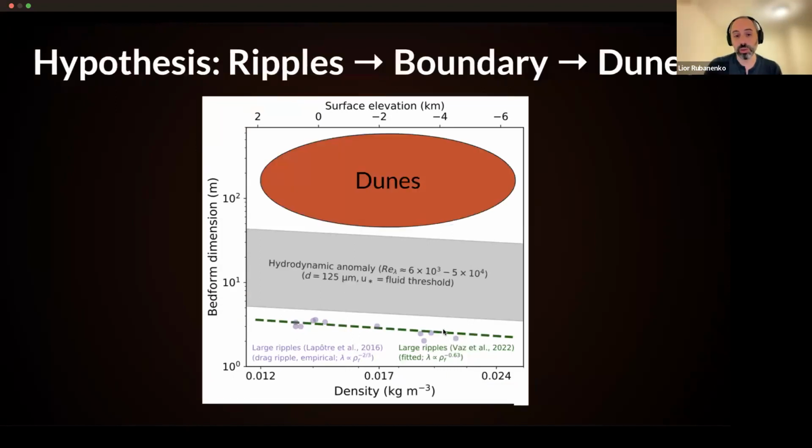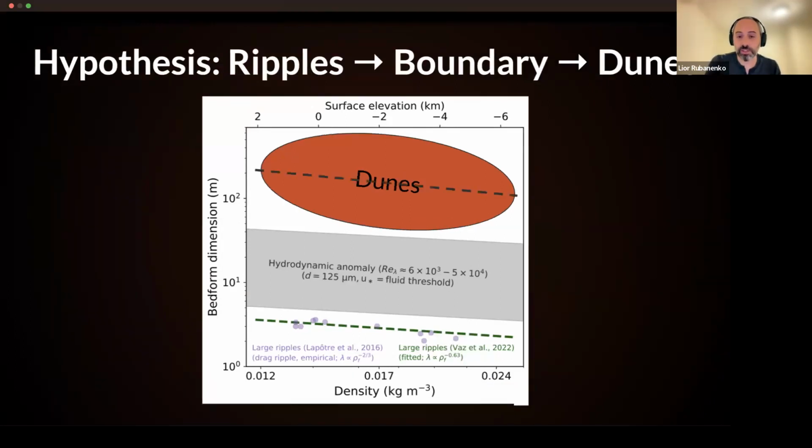And if this is true, then all the dunes on Mars should sit on top of this gap. It should be separated by those large ripples. And if we're lucky enough, they should also obey the same correlation, the same proportionality between the density and bedform dimension, because they're formed by the same mechanism. And this mechanism, again, is hydrodynamic instability.